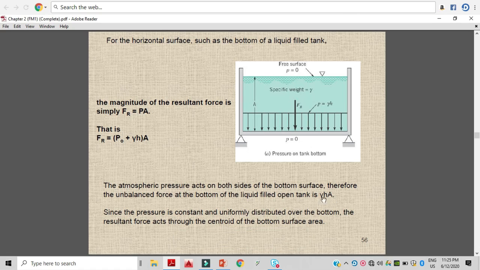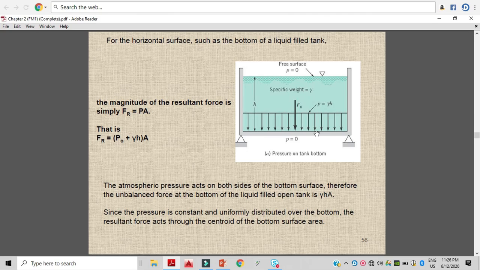So here this is the atmospheric pressure, since this is the surface. Atmospheric pressure acts here and atmospheric pressure acts here, and they cancel each other, because the pressure always acts perpendicular to the surface. So here the direction of pressure is in this direction from the bottom, and at the top the direction of the atmospheric pressure is from the top. So these two atmospheric pressures acting on this surface cancel each other.